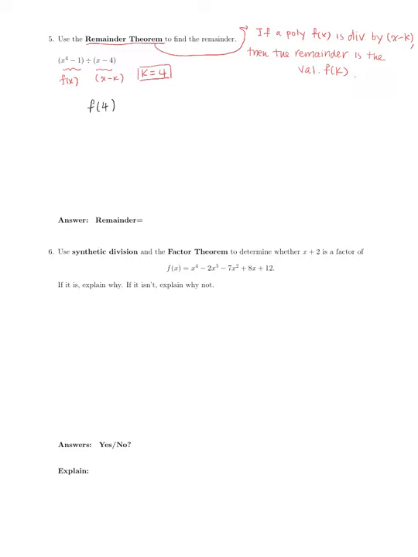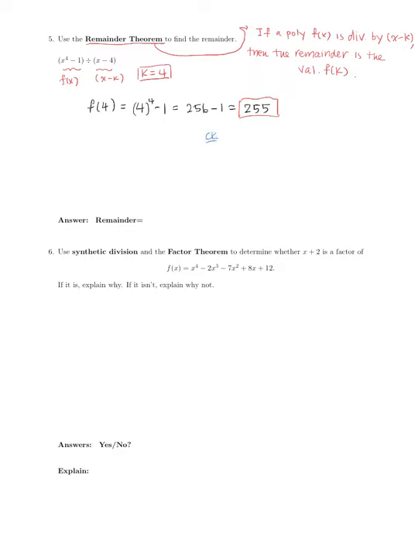Our f of x is x to the 4th minus 1. So here what we're going to get is 4 to the 4th minus 1, which is what? 256 minus 1, which is 255. Now, that should be the answer. You can also check, by the way, so let's just check for fun by using synthetic division.